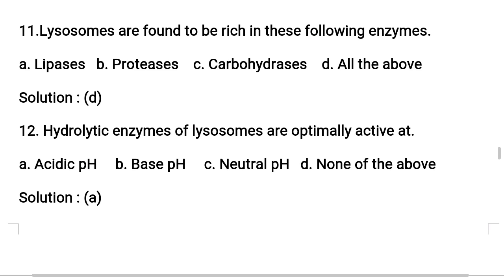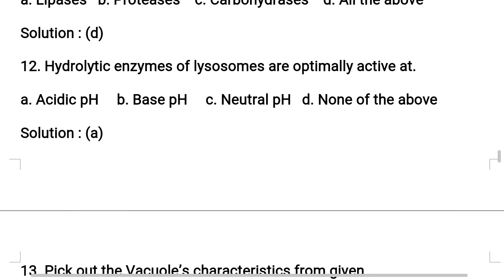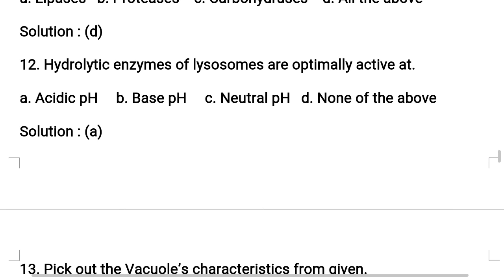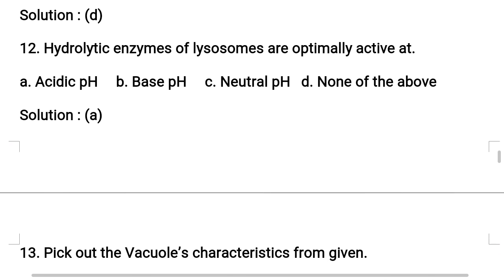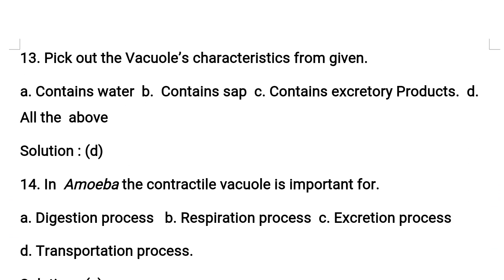Now let us see the 12th question. Hydrolytic enzymes of lysosomes are optimally active at. So these hydrolytic enzymes, which we discussed just now, of lysosomes are optimally active at acidic pH, basic pH, neutral pH, and none of the above. The correct answer is acidic pH. They are very active at acidic pH compared with options B, C, D. Understand?